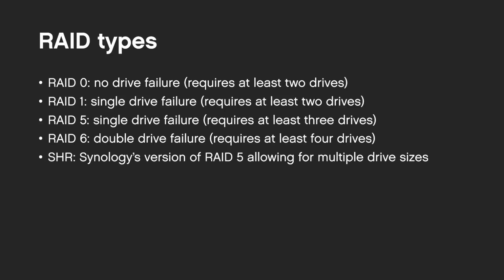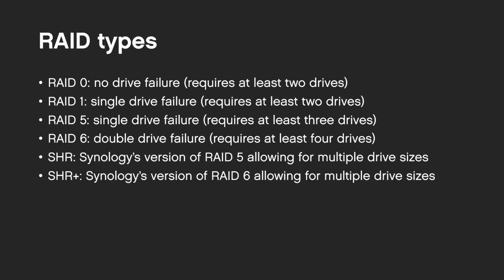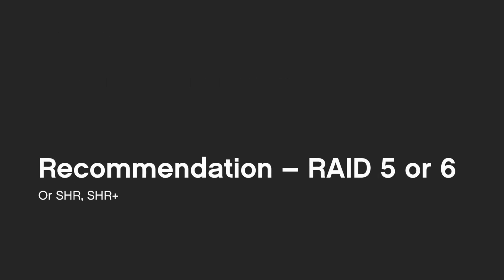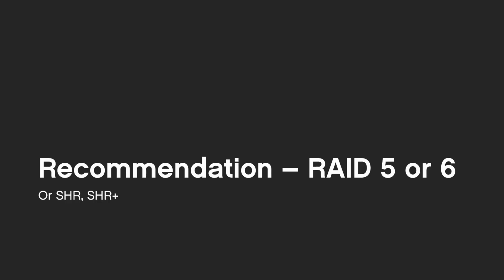Really important, right? There's also what's called SHR, which is Synology's proprietary version of RAID 5. There's SHR Plus, which is Synology's version of RAID 6, and so on and so forth. Synology is a brand that makes NASs. So those are kind of important. My recommendation, you guys, is that you use RAID 5 or RAID 6, or if you're in the Synology world, you'd use SHR or SHR Plus. It's just the best combo of speed and redundancy that I've found. So that's really kind of where I would go with those versions of RAID.